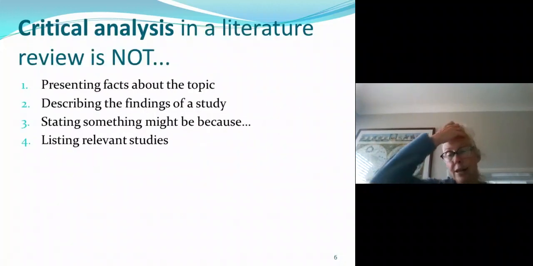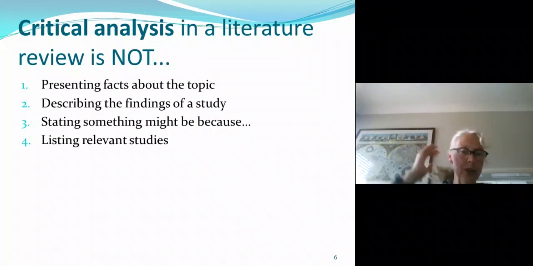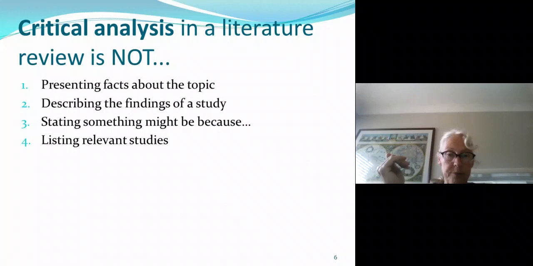So, what critical analysis in a literature review is not. These are things which it's not, but you might actually include these in your literature review. So you will do these things, but this is not critical analysis. Just presenting facts about a topic, how many tourists visit this particular destination, the economic impact of a sport event, just giving those kinds of facts. They're not analysis, not critical analysis. Describing the findings of a study, X found, and just giving us a list of what they found.